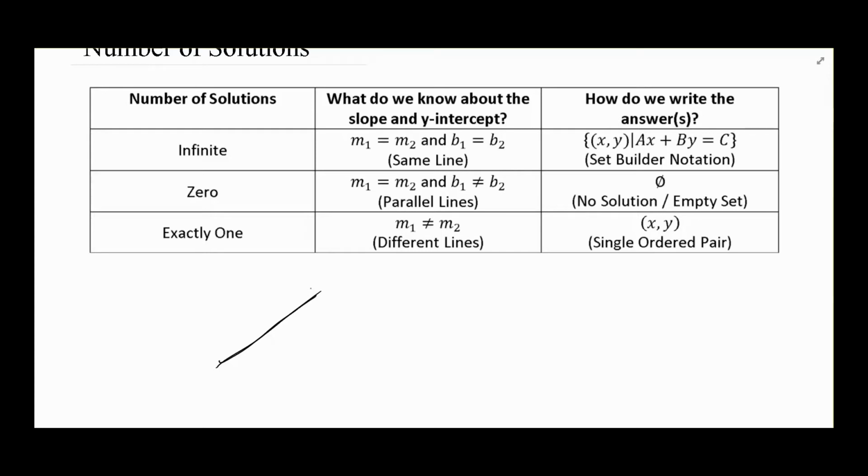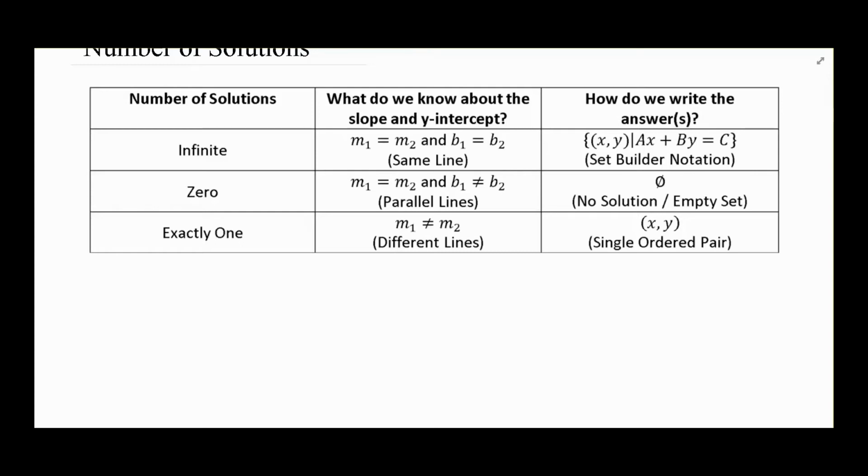Similarly, we don't want to say all ordered pairs work, because this ordered pair over here doesn't work. It's not part of the intersection of those two lines. That's why we need set builder notation. Even though there's an infinite number of solutions, there's a specific set that are the solutions, where they overlap. All right?